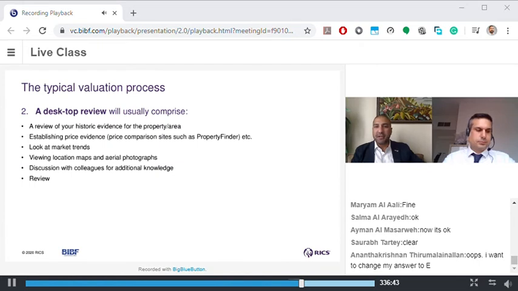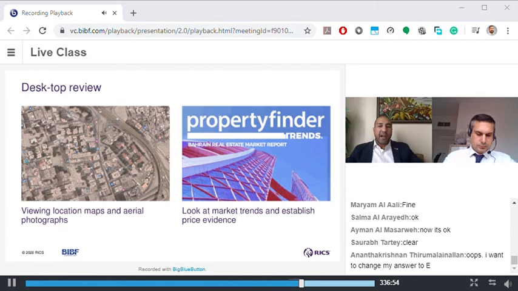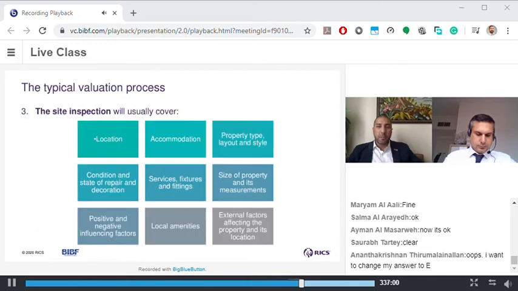You have to do an inspection after that. So it usually comprises a review of historic data, exactly what we said. You look at the market trends, discuss with colleagues for additional knowledge. Before you can view location on the map, you can look at market trends in Property Finder, etc. After that, you'd actually do a site inspection, right? A site inspection, what are you looking at when you do a site inspection? You're looking at location, what kind of accommodation it is, the property type and the layout, orientation, view, condition and state of repair, services and fixes, size of property, local amenities, and so forth, right? That affects the value, right?